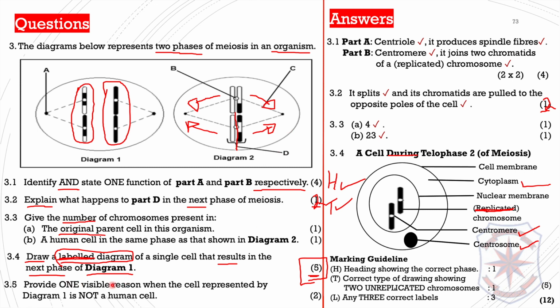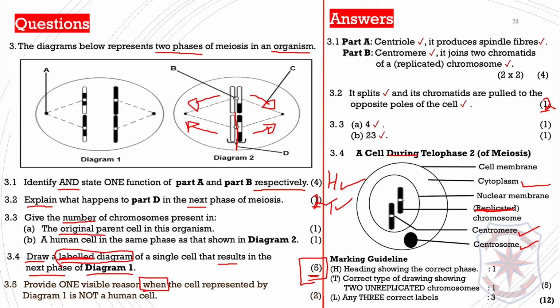Now, for the last question, do we have another question? Yes. Provide one visible reason why the cell represented by diagram 1 is not a human cell. So there, it's not supposed to say when. There's so many errors in the slide. Sorry, guys. Maybe I don't know what was wrong with me. But, sorry, it's supposed to say why, not when. Okay, why is the cell in diagram 1 not a human cell? So you're supposed to check the cell at diagram 1 and tell why it is not a human cell.